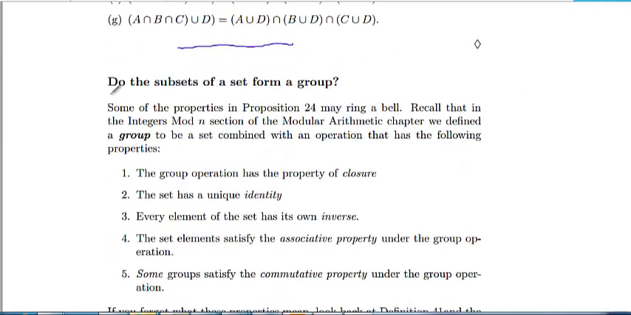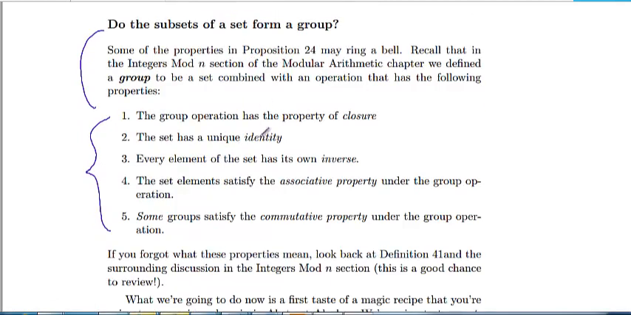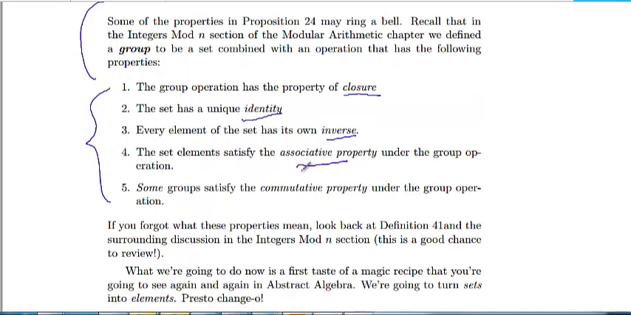So here's a question: do subsets of a set form a group? Now we have operations on sets. Perhaps these operations give us a group. So in this section we investigate this question. Now remember the properties that a group has to have. The group operation has to have the property of closure. In this case, for instance, if the sets with intersection is a group, that would mean that the intersection of two sets would have to be a set. The set has a unique identity, unique inverse, and the associative property.